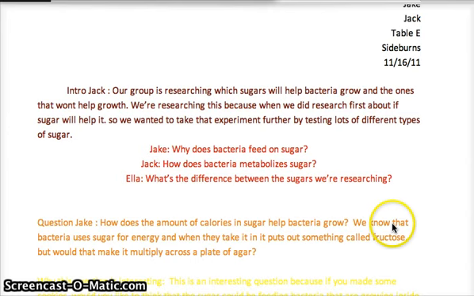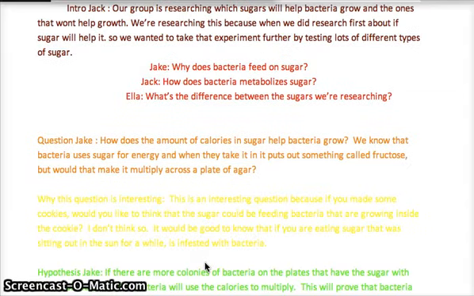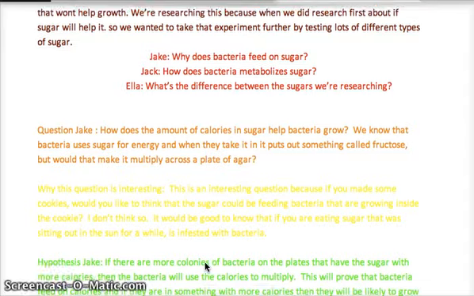We know bacteria uses sugar for energy, and when they take it in, it puts something out called fucose. But would that make it multiply across a plate of agar? And this question is interesting because if you made some cookies or if you were just eating sugar, wouldn't you like to know if there was a possibility of bacteria growing in it?